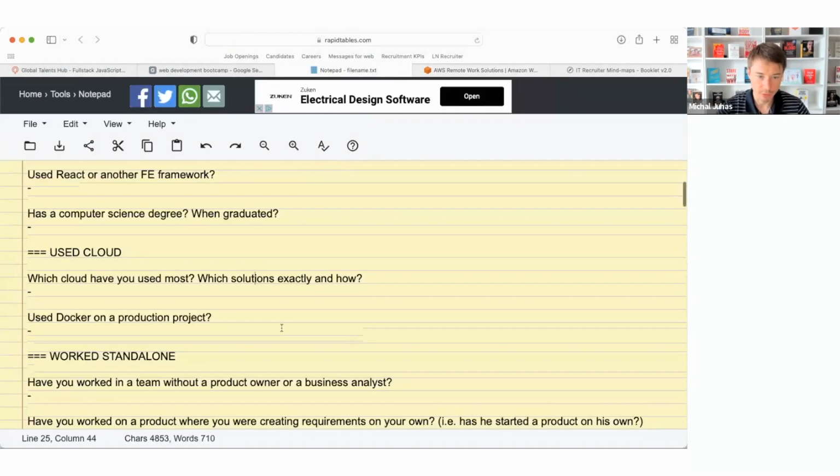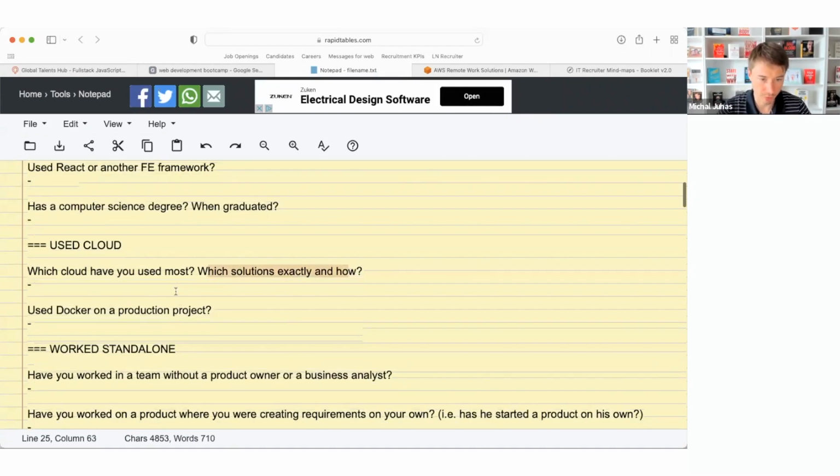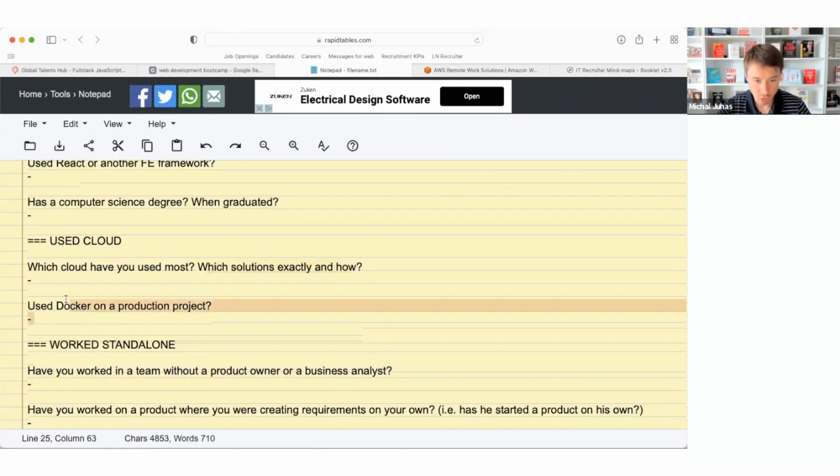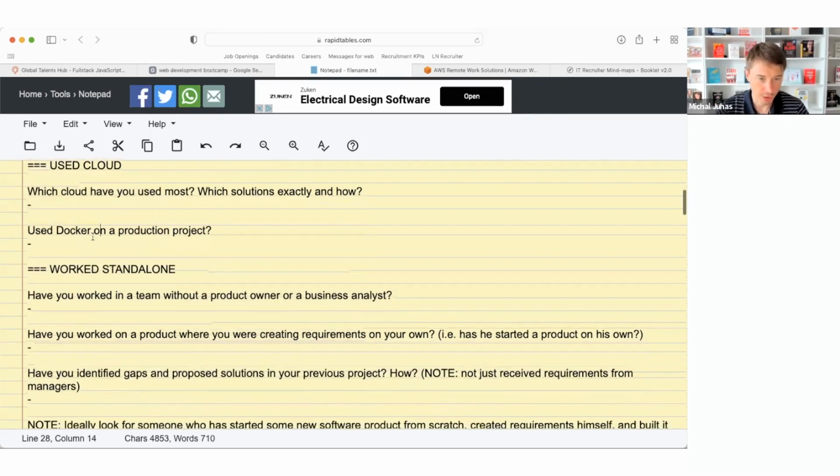So anyway, coming back to these questions, it's better to ask which solutions have you used exactly? How did you use them? Who set them up? Those are just a few follow-up questions. Have you used Docker on a production project? The word production is important because a lot of people just experiment, play with it on a hobby project, and we want to know if the person has used it professionally on a production-ready project.